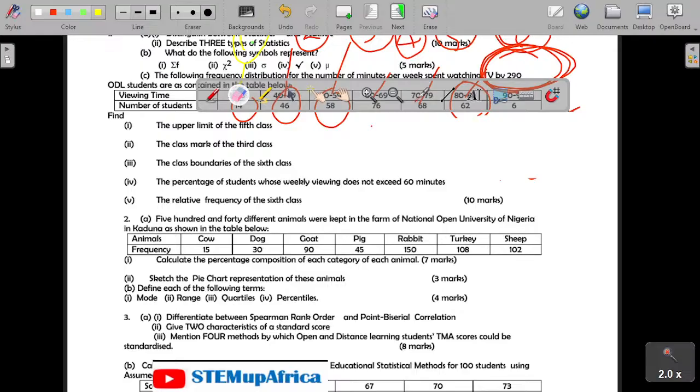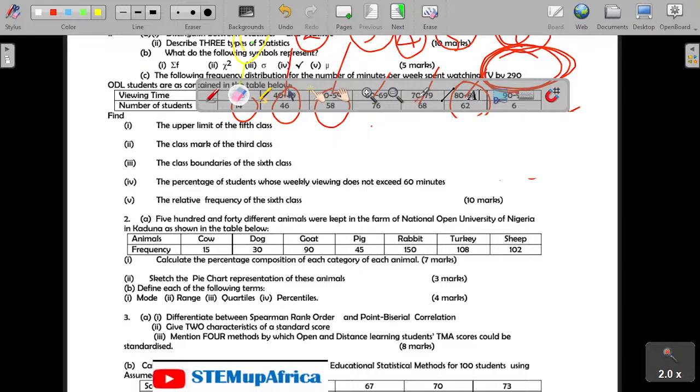Then the next one says you should define quartile. The word quartile is gotten from quarter. Quarter is over 4. So quartiles are values that divide an ordered set of data into 4 equal parts. The word quarter means 4.